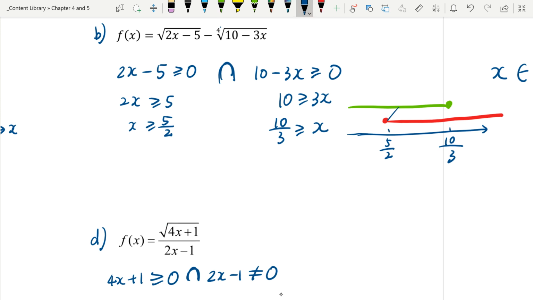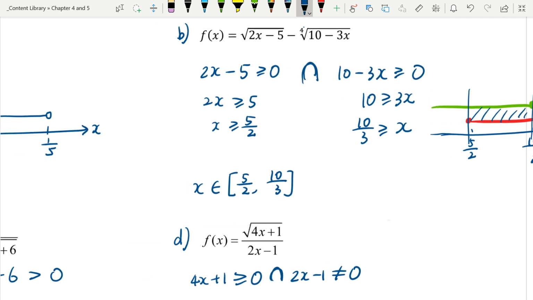So the common part is just everything between here and here. So it's in between. That's the common part that can make the first one true and the second one true. So I will write x belongs to 5 over 2 to 10 over 3, inclusive, because there's no denominator involved. Okay, so that's just from A to B. And most of us got that right as well.